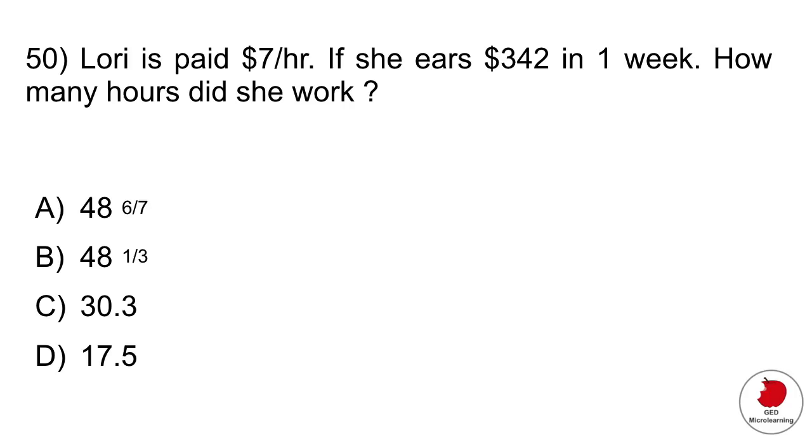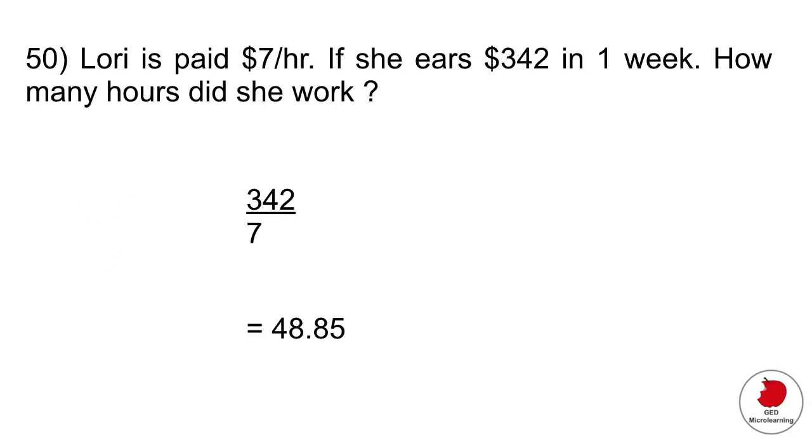All right, and the final question looks at pay. It says Lori is paid $7 an hour. If she earns $342 in a week, how many hours did she work? Pretty straightforward. All you would do is divide the pay that she gets by 7, and that gives you 48.85. Excuse me, 48 hours and 85.